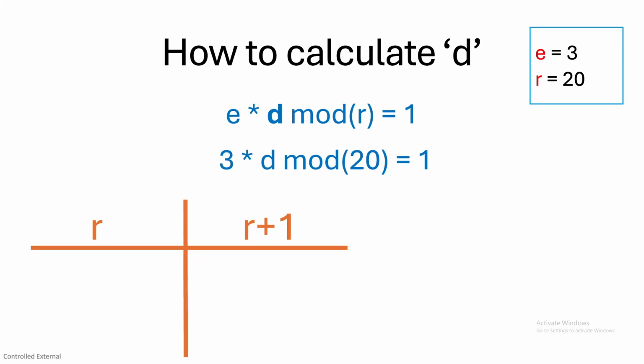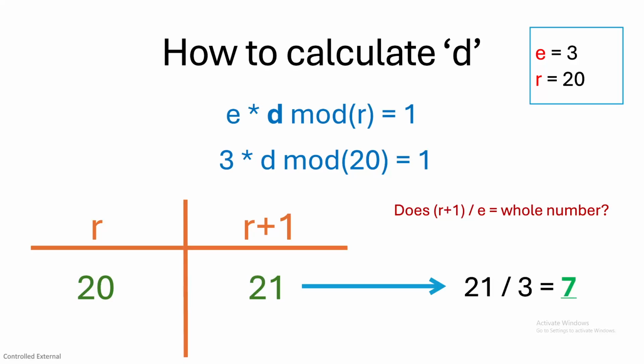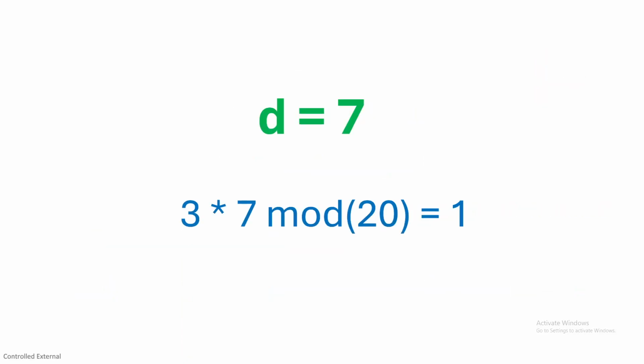Well, what we're going to do is take these two columns, one for R and one for R plus 1. And what we're looking for is, does R plus 1 divided by E equal a whole number? If the answer is yes, then that's your private key. So here, our R equals 20, so we've got 20 on the left, 21 on the right. We want to do 21 divided by 3, our E value, and in this case it equals 7. So we've got a whole number, perfect, that's our D value. And you can logic test this by just throwing the 7 into the algorithm and the result will be 1.